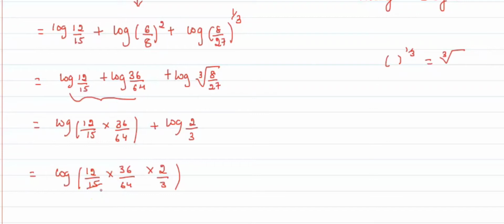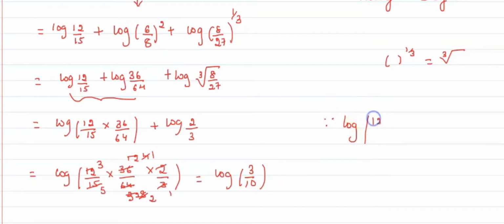3 fives are 15. Now cancel and reduce it to the lowest forms. 3 fours are 12, 4 eights are 32, 4 twos are 8, 4 threes are 12. So what is left out is log 3 by 10. If you don't understand the cancellation, you can check it once again here.